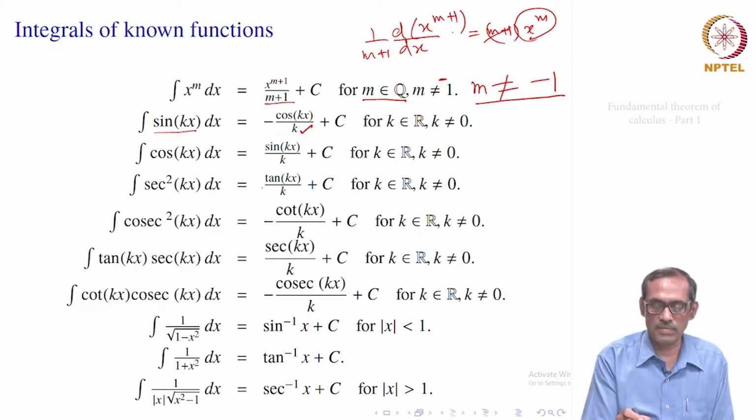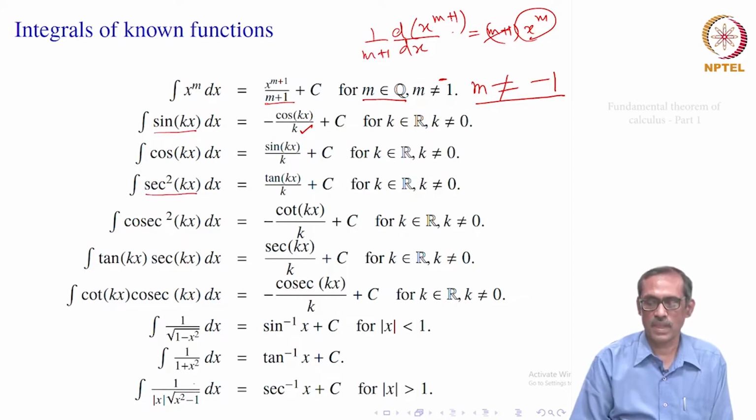So, derivative of tan kx is secant square kx times k. So, if we divide by k, tan kx by k, and differentiate, you would get secant square kx. That is why the integral of secant square kx equals tan kx divided by k. Again, k should not be 0.